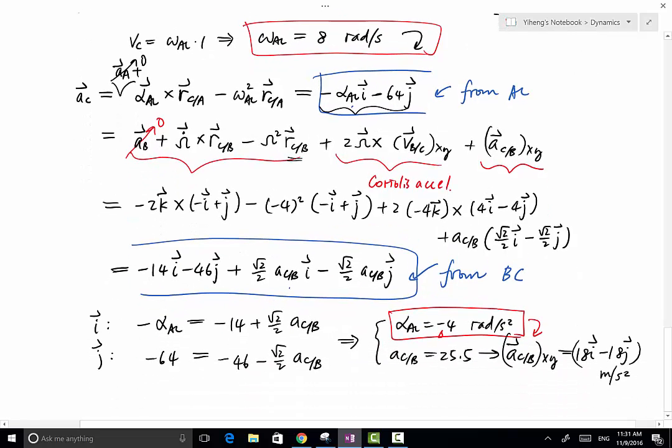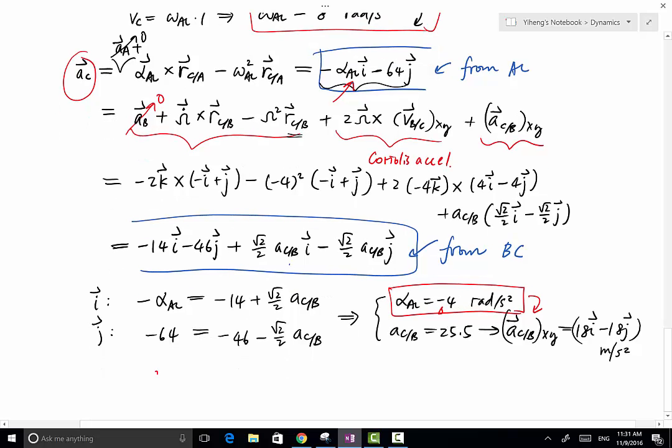We solved for the absolute linear velocity, and linear acceleration, well, actually not yet, but linear velocity for the collar as well. If we want to, we substitute alpha_AC into this equation. Therefore, we can solve for the linear absolute acceleration of point C as well. That's actually not too difficult to do. So a_C equals 4i minus 64j meters per second squared. That's the absolute linear acceleration of point C.